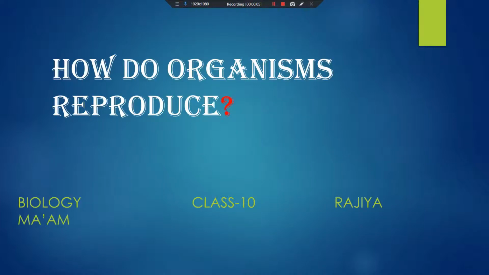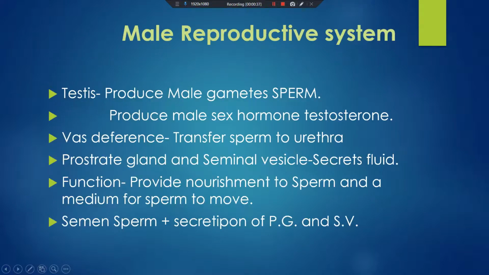It's biology for class 10 and today I will again start the topic that is how do organisms reproduce. Almost half of the lesson I already explained to you, and then I stopped it for the midterm exam. As your midterm exam started, today I again started the topic, how do organisms reproduce. A fast recall of the topic: male and female reproductive system.